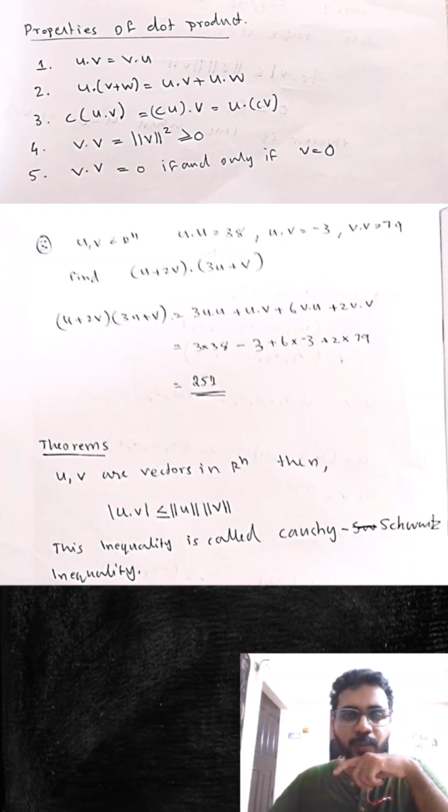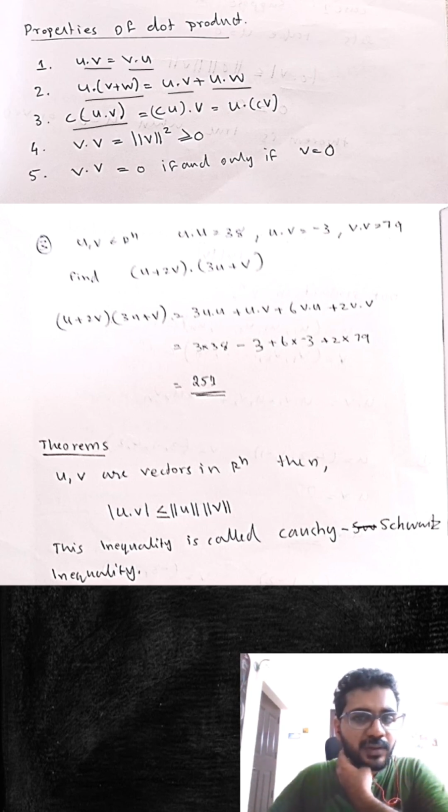The properties of dot products are these five. So u dot v equals v dot u. Then u dot (v plus w) can be written as u dot v plus u dot w. Then a scalar multiple, (cu) dot v, is also equal to u dot (cv). This is another property. Then v dot v, the same vector dot product, can be written as the length of v whole squared, which will be greater than or equal to 0.